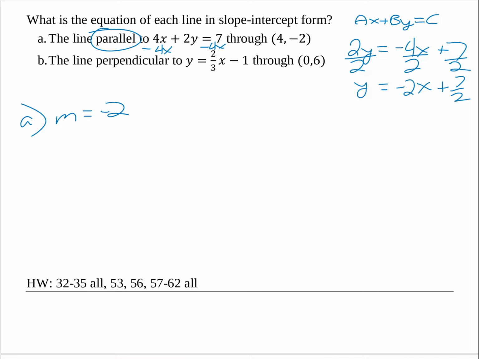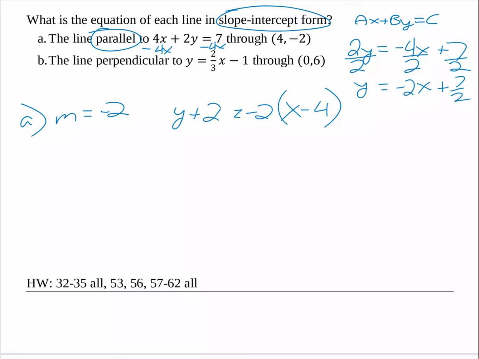Now I can write the equation. What's the equation going to be? y plus 2, because really it was y minus negative 2, equals -2 times x minus 4. Yep. Now, the directions told me slope-intercept form, so am I done? No, I gotta put it in slope-intercept form, which is really not hard.